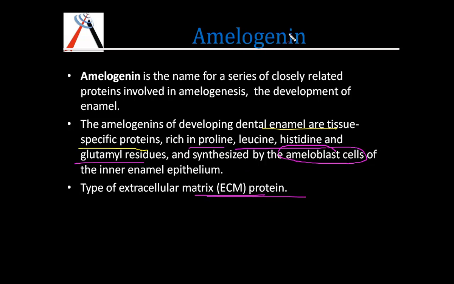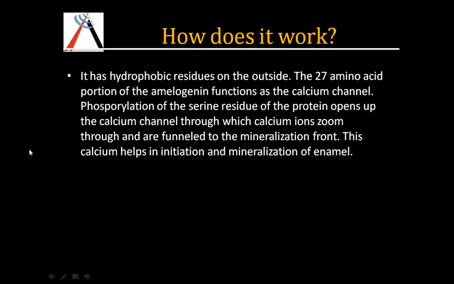Now, what does this amelogenin exactly do? How does it work? We all know that amelogenin is an enamel protein which comprises of amino acids and is actually important in the process of the development of the enamel. But how does it actually work? Now this amelogenin, which comprises of amino acids, has hydrophobic residues on the outside. And the 27 amino acid portion of the amelogenin actually functions as a calcium channel.